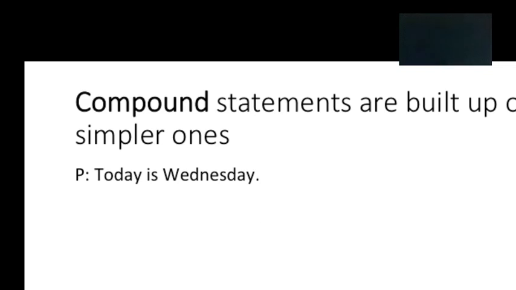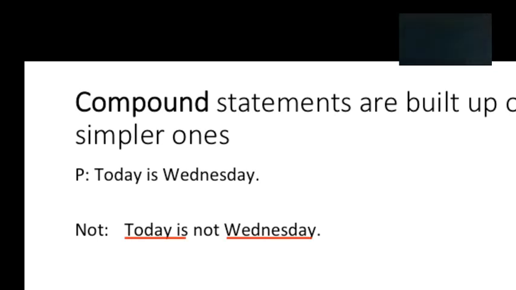Third type of statement is simple. It's negation. So this is where we have a statement like P, today is Wednesday, and we simply say the opposite. No, today's not Wednesday. So here, the today is Wednesday part is P, but when we add the not in there, we get something which is called not P, and it'll be written this way. The symbol for it will be that little squiggly thing, the little tilde. And so that's called negation.